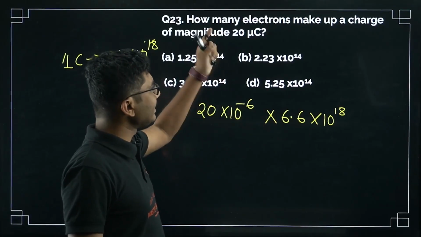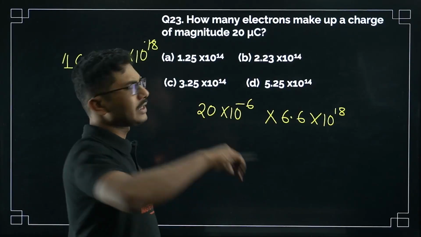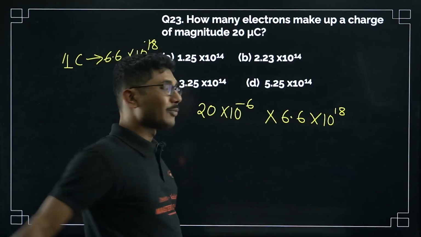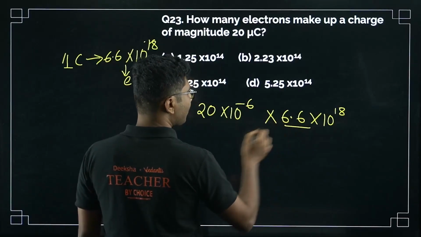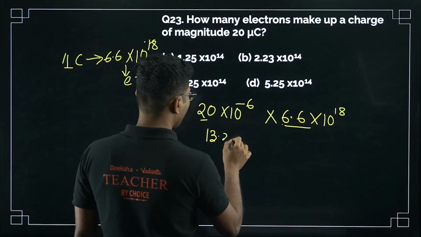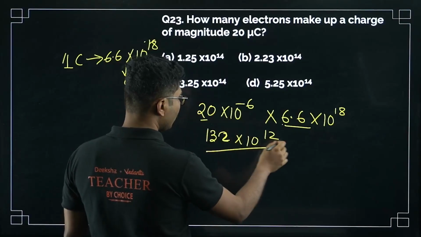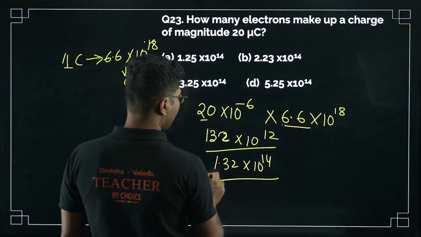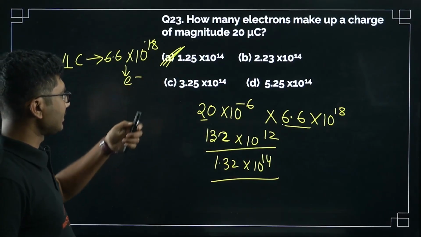So for any other charge they give you, you have to multiply by this factor. This is the easiest solution. Otherwise you have to do the calculation: 1.6 into 10 to the minus 19, divide this by 1.6 into 10 to the minus 19, and calculate it. So what will be the answer? 6.6 into 20 is about 132 into 10 to the power of 12, or 1.32 into 10 to the power of 14. So the closest answer will be this one. If you put the exact value, you will get this one as the answer.